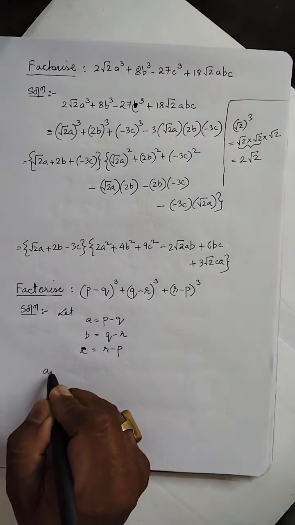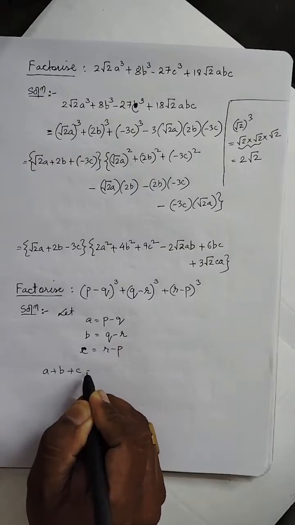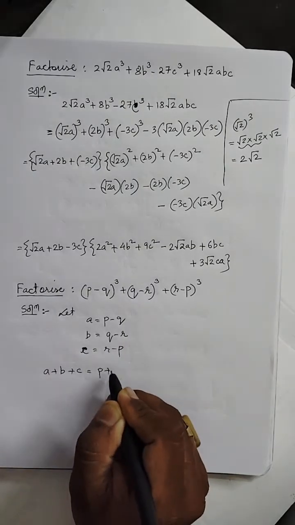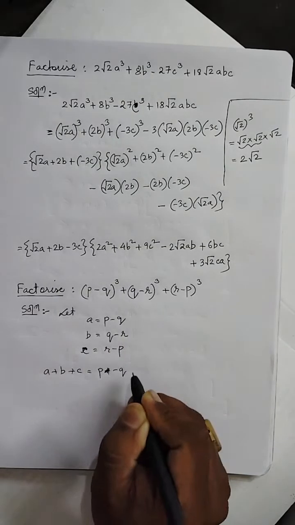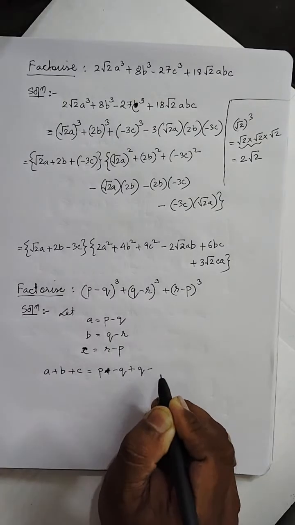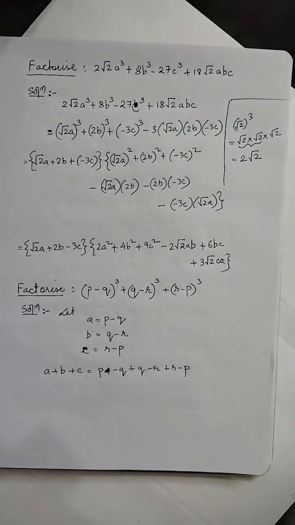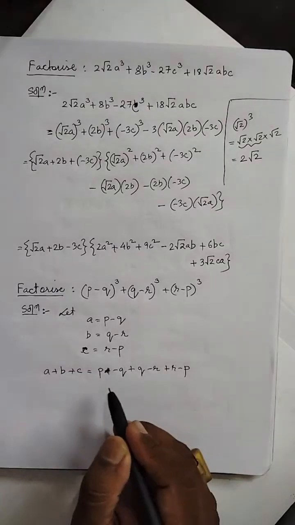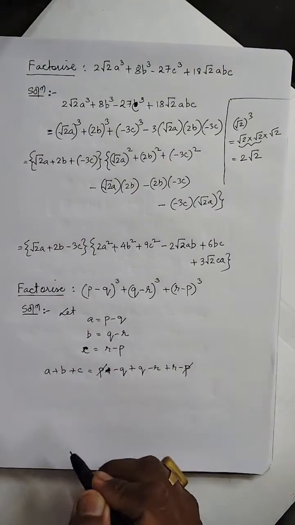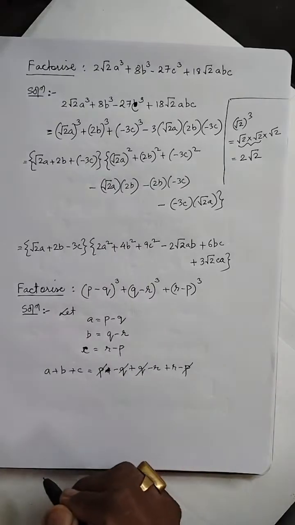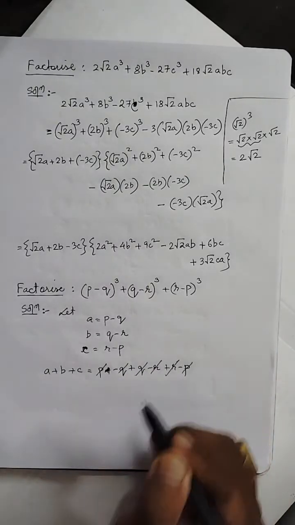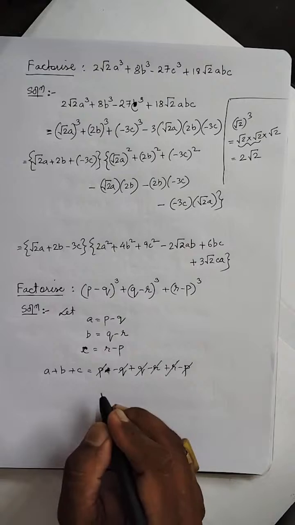So we'll do a plus b plus c. Let's see what happens. So we have p minus q plus q minus r plus r minus p. So p and minus p will get cancelled, q and minus q will get cancelled, r and minus r will get cancelled. So answer is 0.